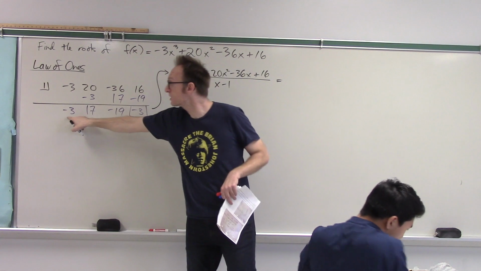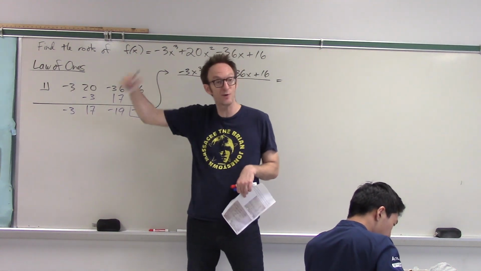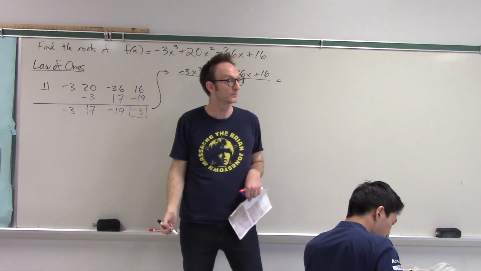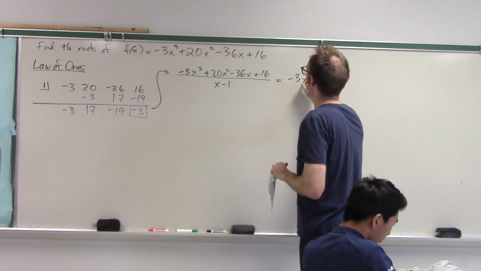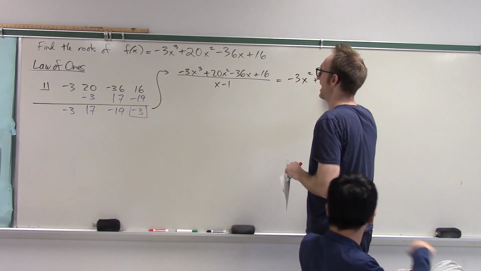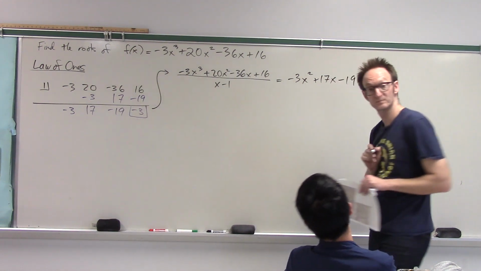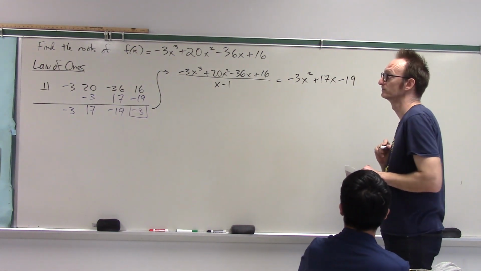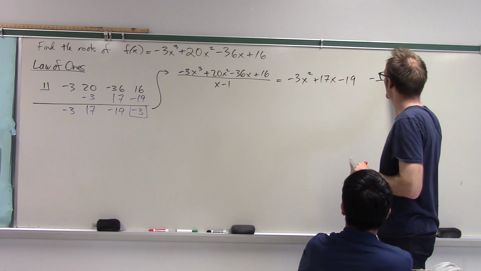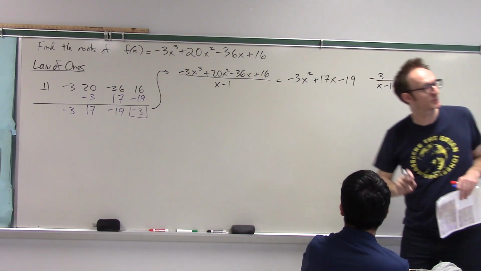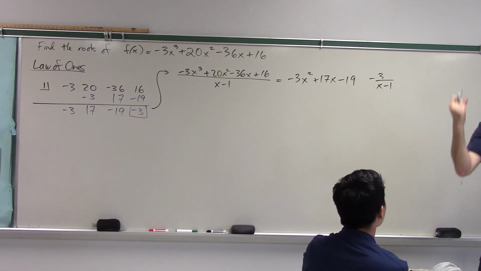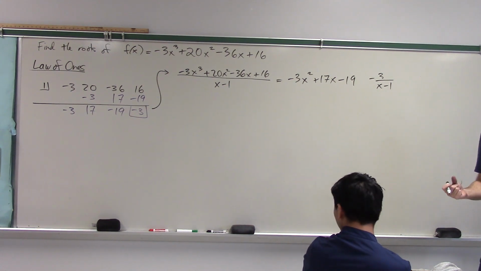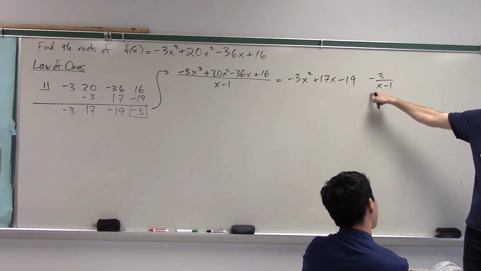Okay, and what did we get out of this? Well, these numbers on the bottom are, in fact, the coefficients of the quotient. Cool? Okay, and so the answer to this problem is negative 3x squared plus 17x minus 19 minus 3 over x minus 1. Exactly correct. Whew. Okay, does everyone feel it? Synthetic division is just polynomial long division. So when you do that, you're really just doing this.